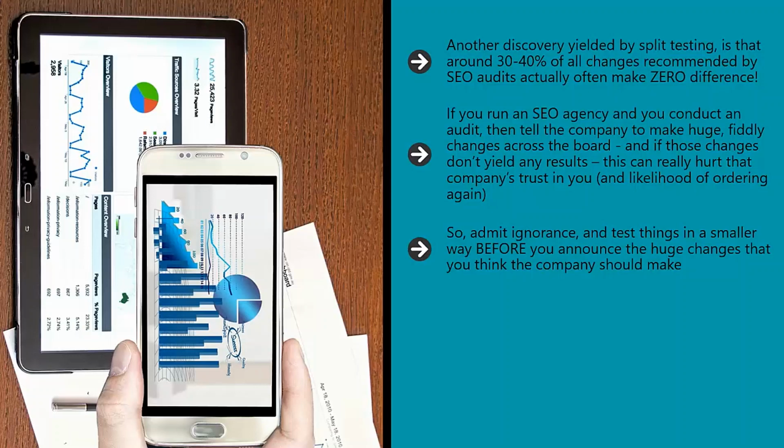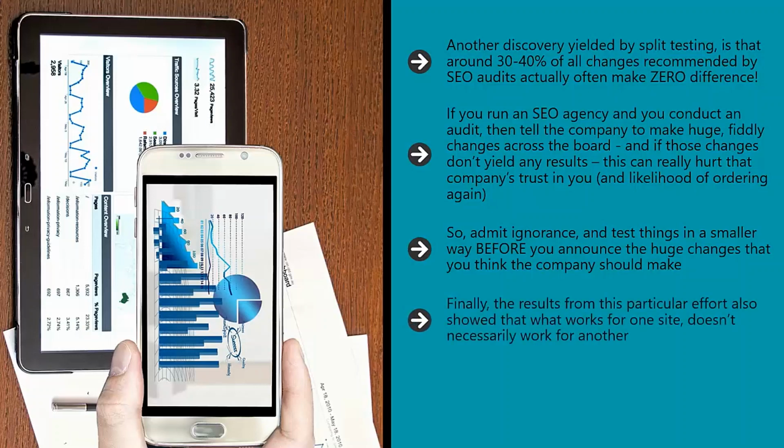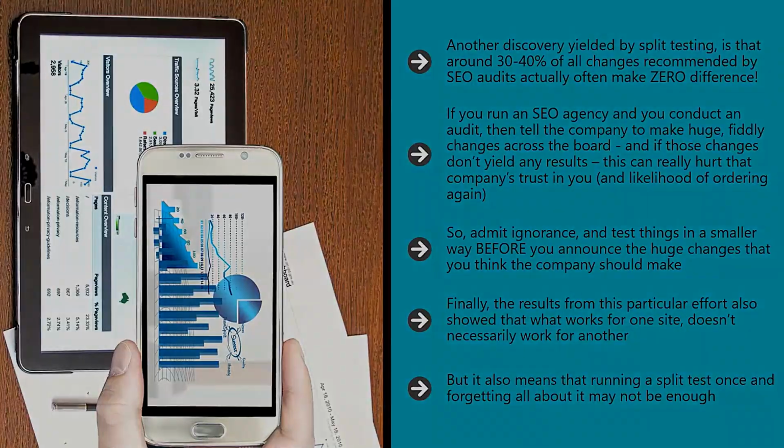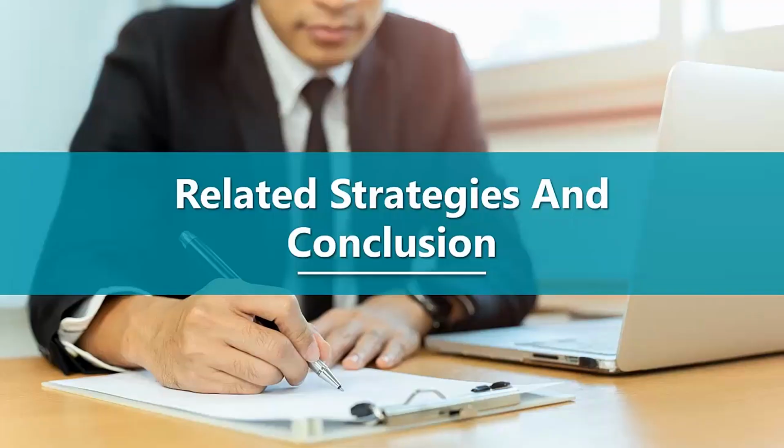Finally, the results from this particular effort also showed that what works for one site doesn't necessarily work for another. This could be impacted by everything from industry to competition to writing style. But it also means that running a split test once and forgetting all about it may not be enough. You need to test your strategy every time before you roll it out across related sites.